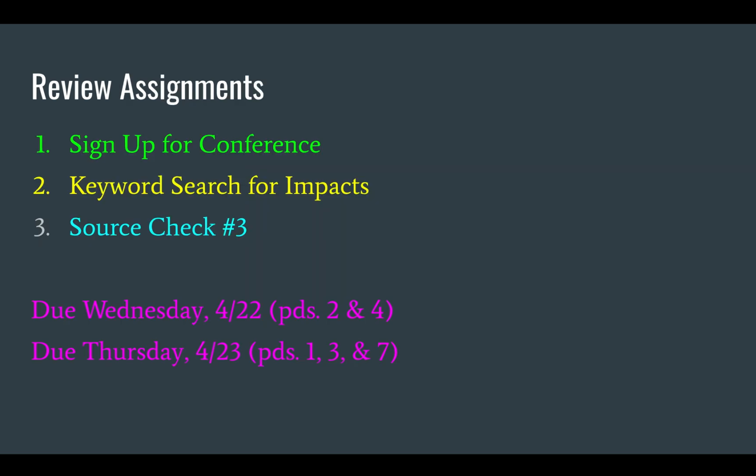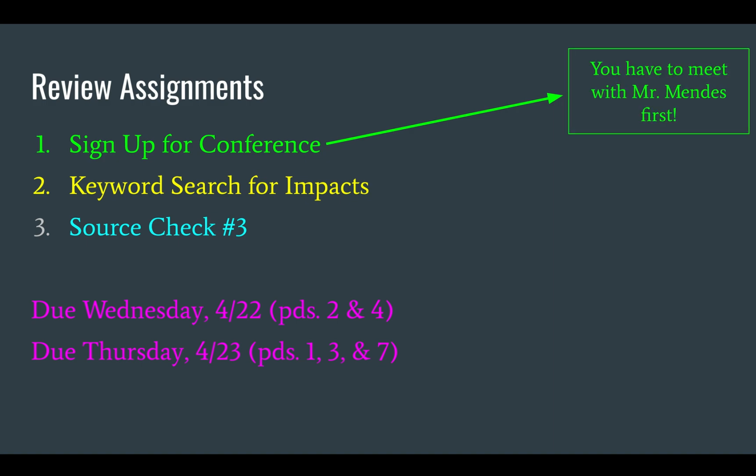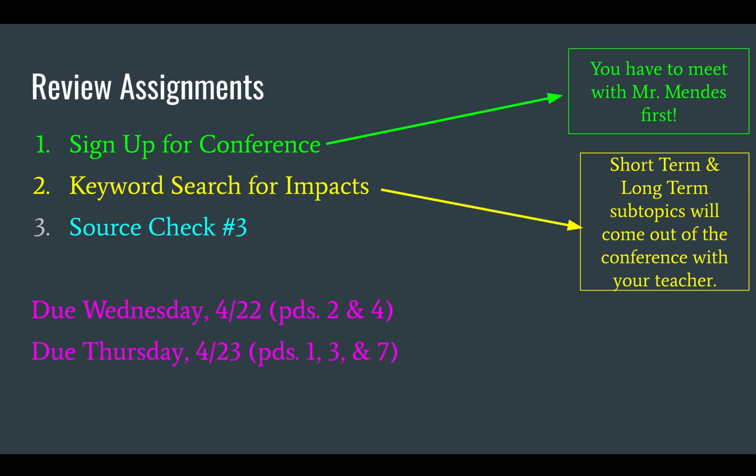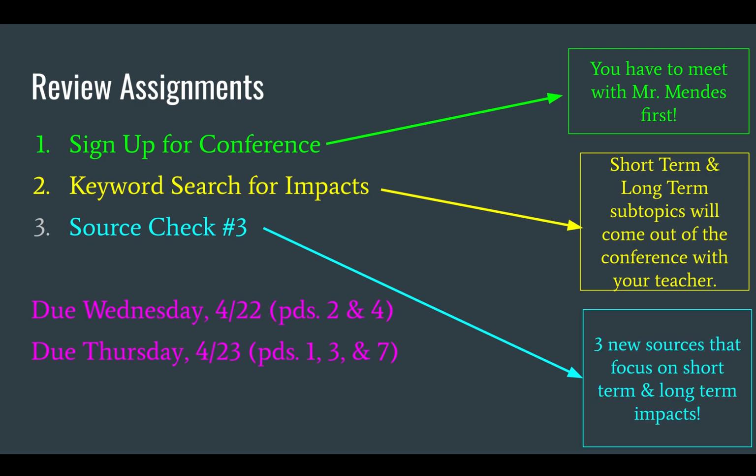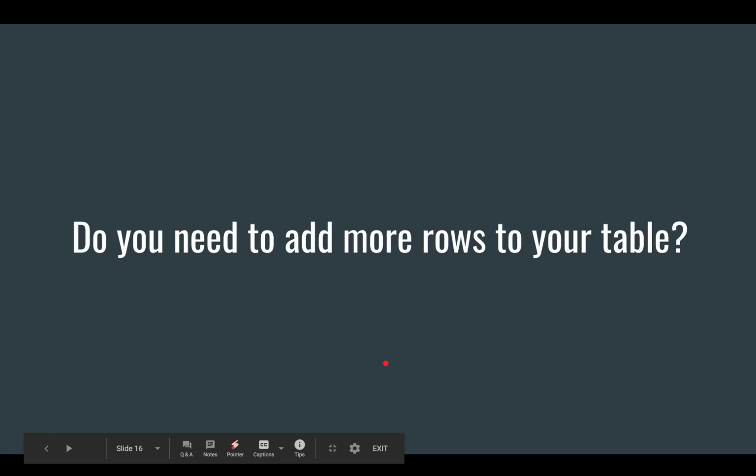So to review, make sure you sign up for your conference with Mr. Mendez so you can talk about your keyword search list for short-term and long-term impacts. And then you're going to, with that keyword search, use it to find 3 or 4 new sources. And then, of course, these are your due dates, 4/22 if you're in periods 2-4, and 4/23 if you're in periods 1, 3, and 7.